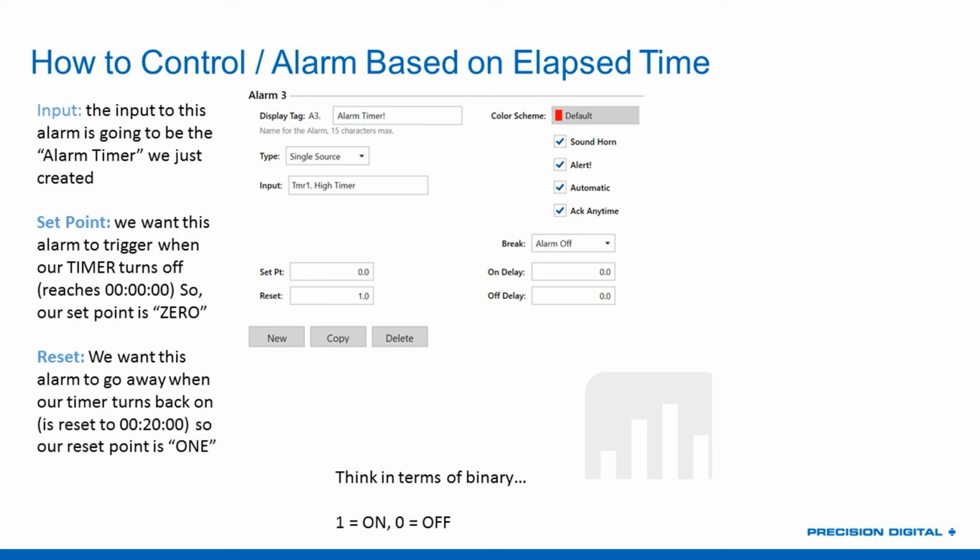And so that's why I had the countdown start at 20 minutes. Because even though it's not technically counting, because there is a value shown in the timer, we can consider that to be on.